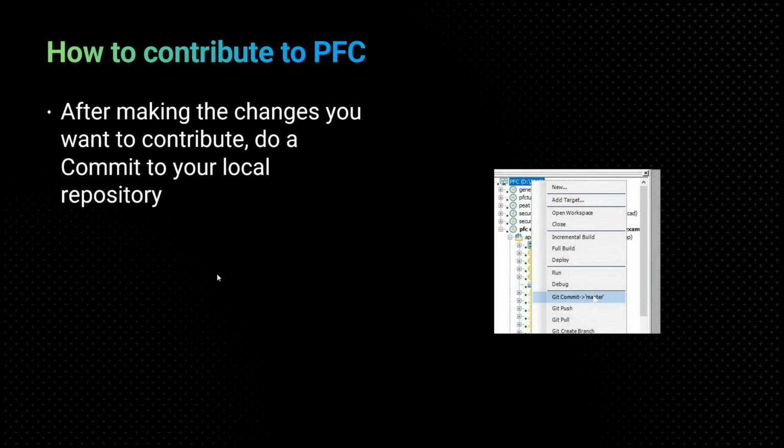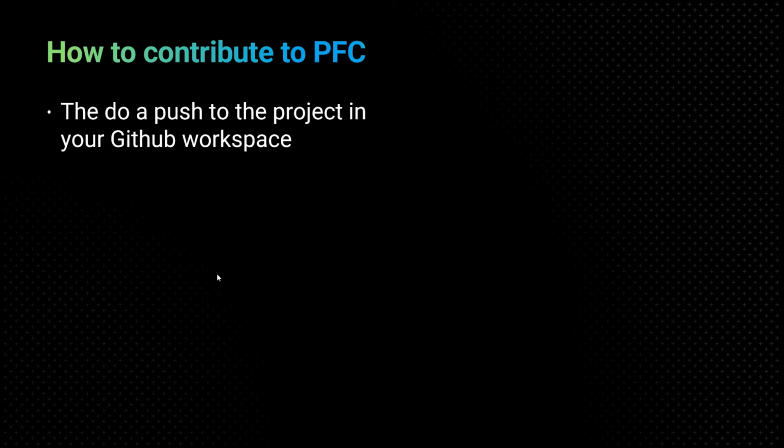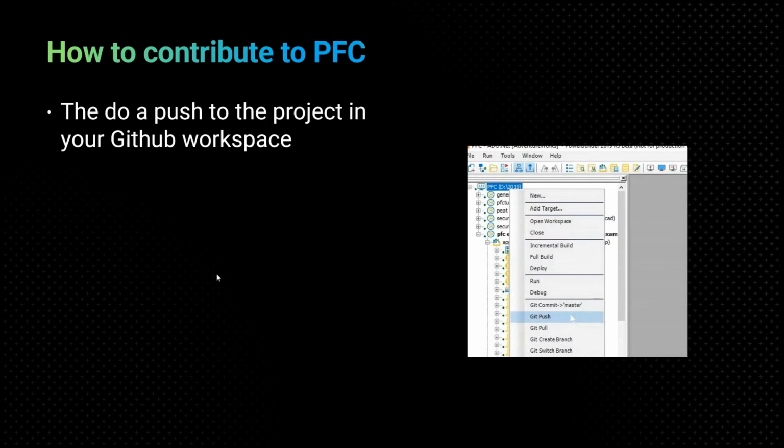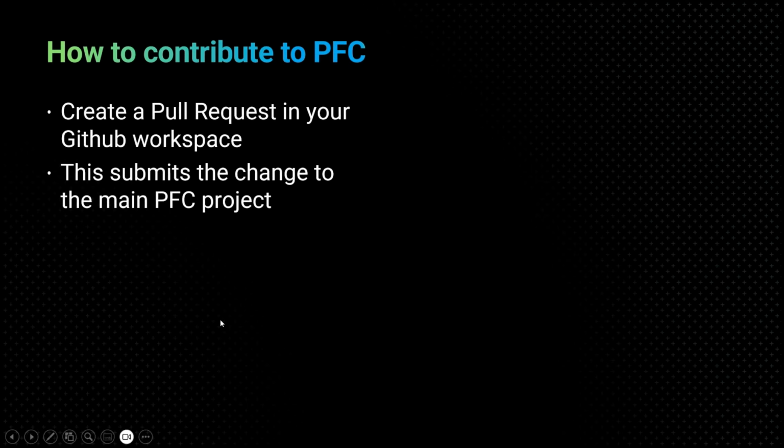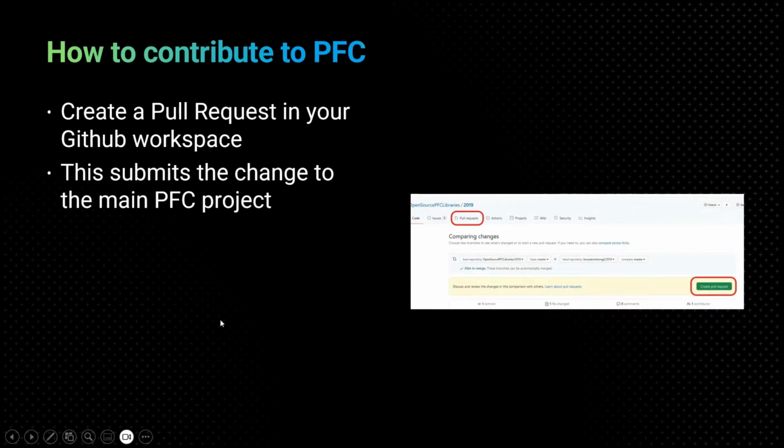After you've made some changes and you want to submit them to the open source PFC project, you're going to commit to your local repository. You're going to do a push that will put the changes in your copy of PFC, the one in your GitHub workspace. Then you're going to go to GitHub and create what's called a pull request. That takes the changes you made to your project and sends them as a pull request into the PFC project. Then one of the members of the PFC project will look at it, and if they like it, they'll merge it into PFC.